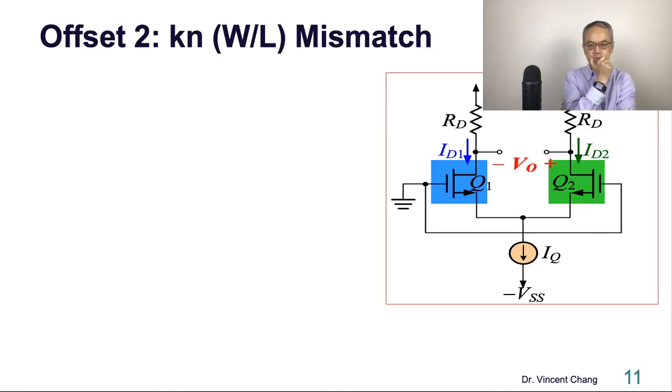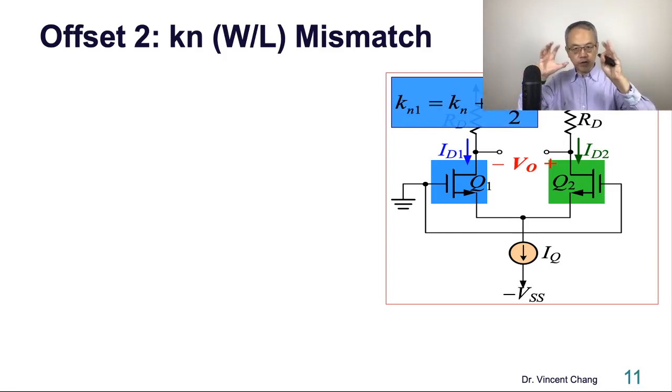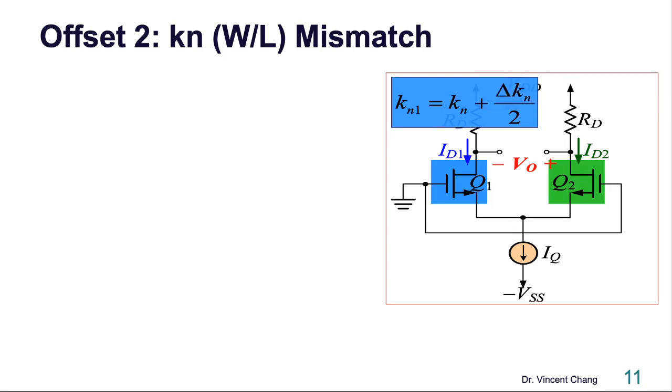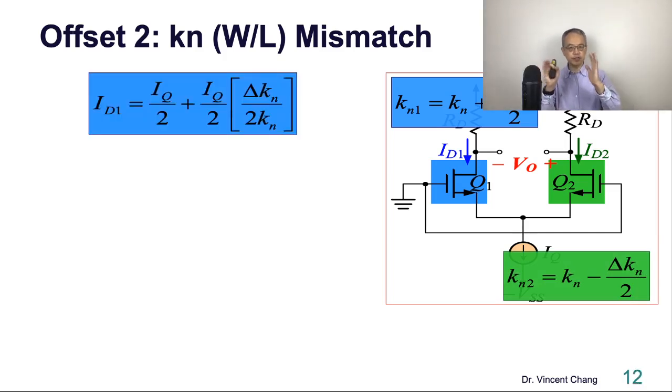The second issue is K mismatch. Because K equals what? K equals mobility, gate oxide capacitance times channel width W over channel length L. Geometry mismatch, geometry ratio mismatch, W over L mismatch. The total variation between the two transistors is delta Kn. One goes up a little bit and the one on the right hand side goes down a little bit. Then the current will be different.